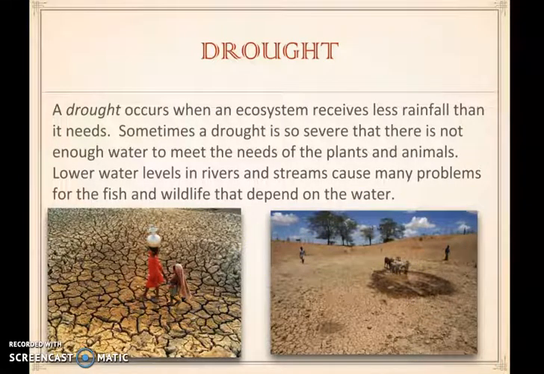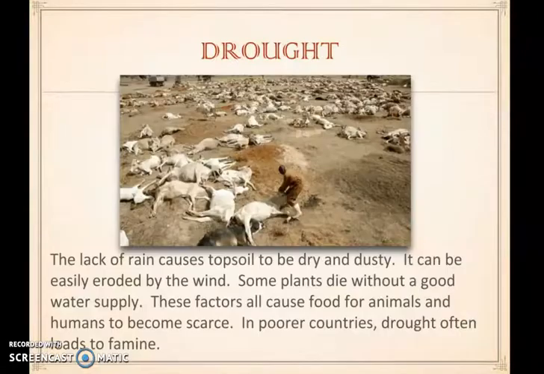I warn you, the next pictures are kind of disturbing a little bit. The lack of rain causes topsoil to be dry and dusty, and it can be easily eroded by the wind. Some plants and animals will die without a good water supply, and these factors all cause food for animals and humans to become very scarce or not enough of it. So in poorer countries, drought often leads to famine. So you can see where this person, his livelihood is all these cows, but because there's such a bad drought, his cows are dying.